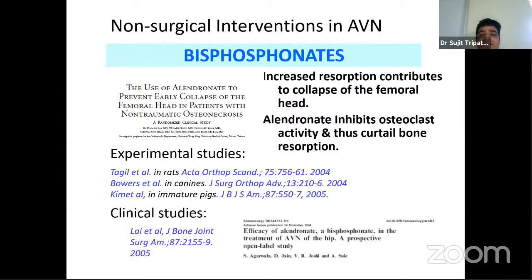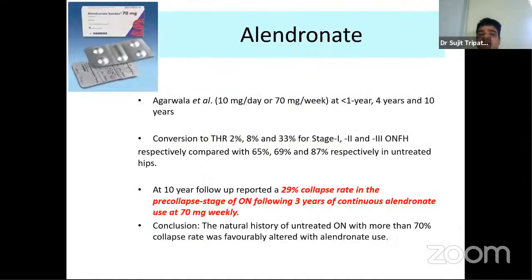I have already discussed that it inhibits osteoclast activity and thus curtails bone resorption. And there are several studies. It has been well studied in animals, and a few clinical studies have clearly proven its efficacy. But the most widely accepted and most commonly used study in support of alendronate is by Agrawala et al. He has used it at 10 milligrams per day or 70 milligrams per week, and his reports are available for 1 year outcome, 4 years outcome, and 10 years outcome.